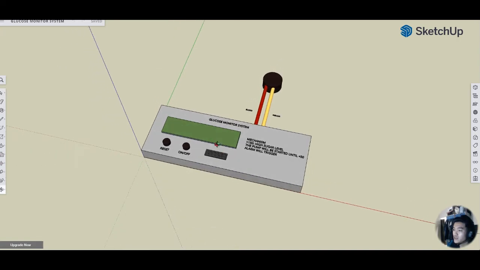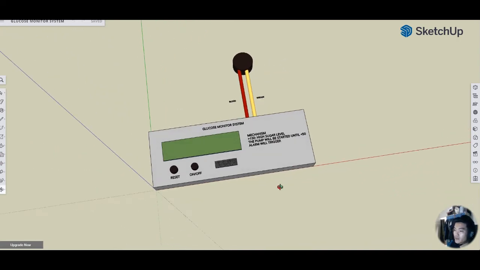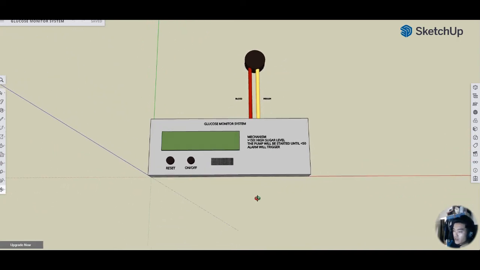When there is a high sugar level in the blood, the alarm will trigger. And all of the prototype follows the requirements made by the lecturer. We need to have the reset button, on off button, the speaker for the alarm, and then this is the sensor, and in this case there is an LCD in the front, and then there is the microcontroller and the pump for the insulin.